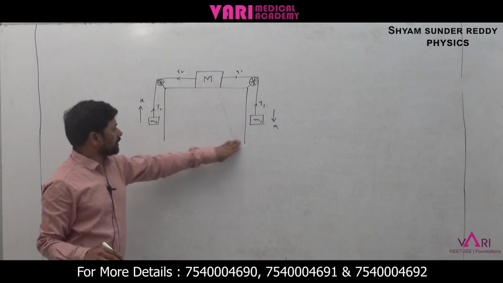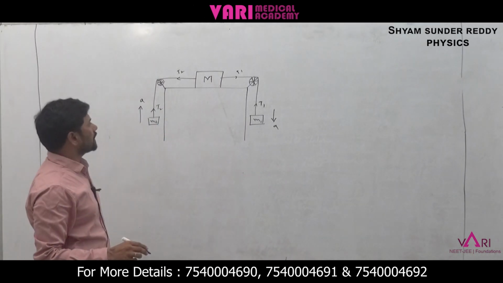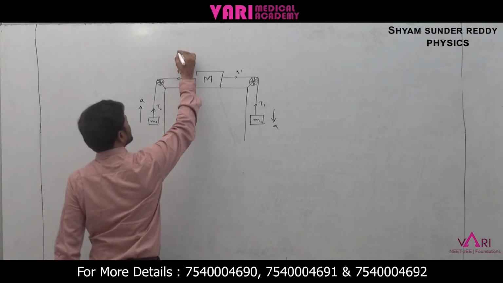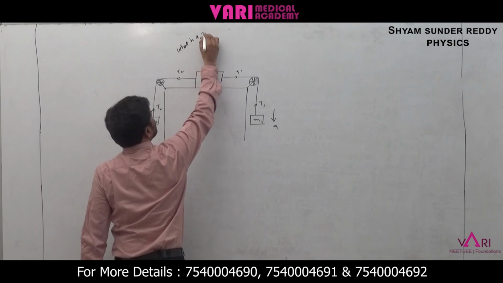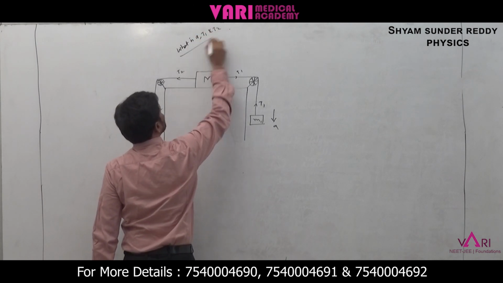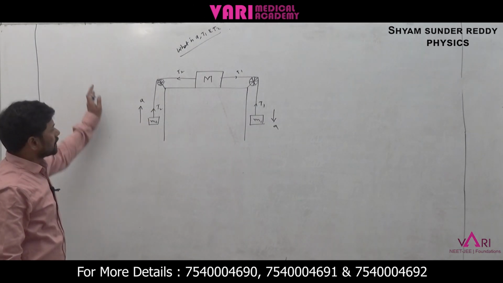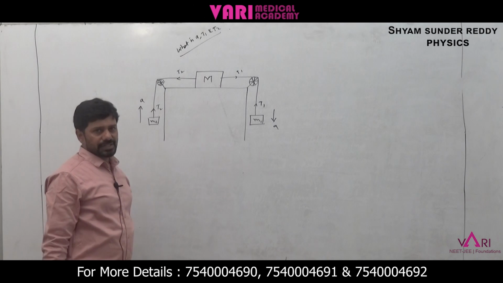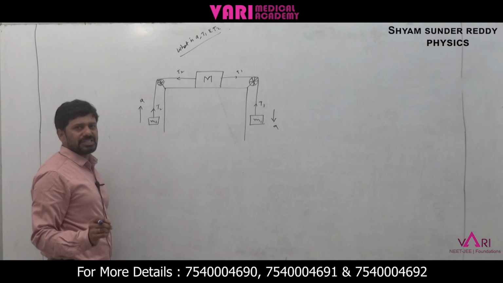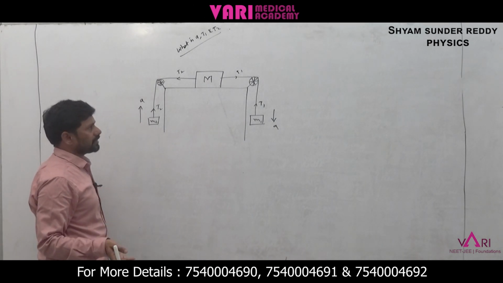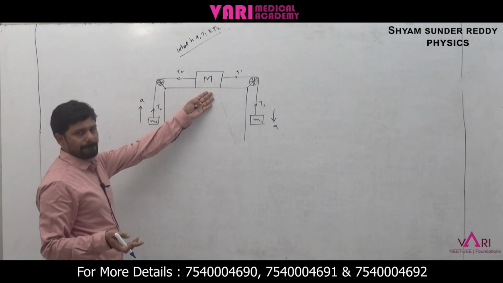Based on this, we need to find the acceleration A and the tensions T1 and T2. Simple concept. This is also the same method, but we have two sides. In this case also, we need to take the free body diagram of M1, free body diagram of M2, free body diagram of M.